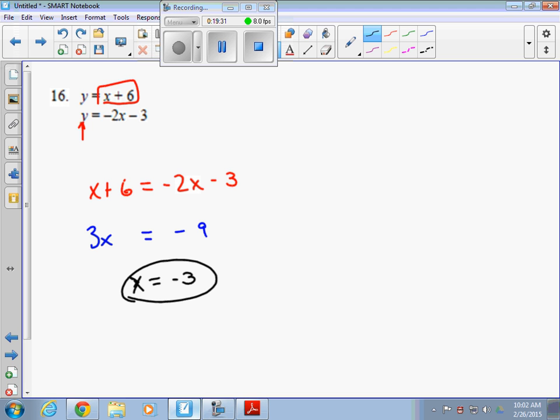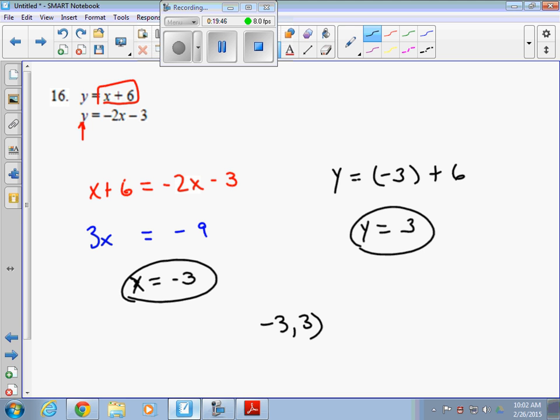Plug that back into one of the equations at the beginning. Y equals negative 3 is now a value for x plus 6. Y equals negative 3 plus 6 is 3. X comma y, negative 3, 3 is the solution.